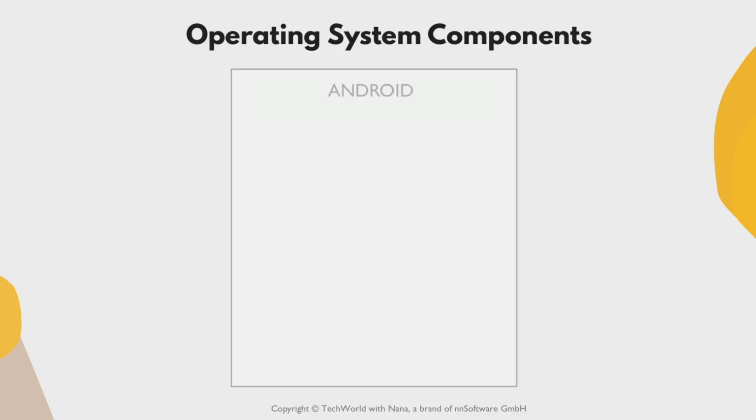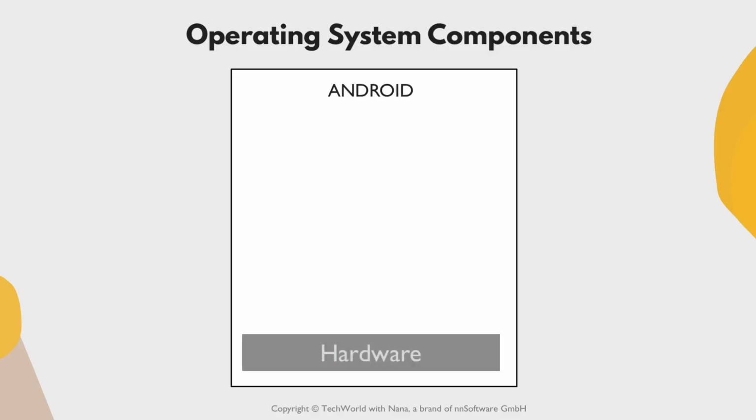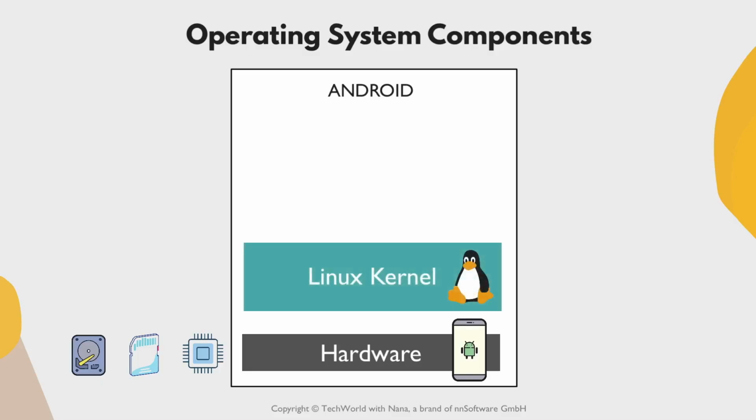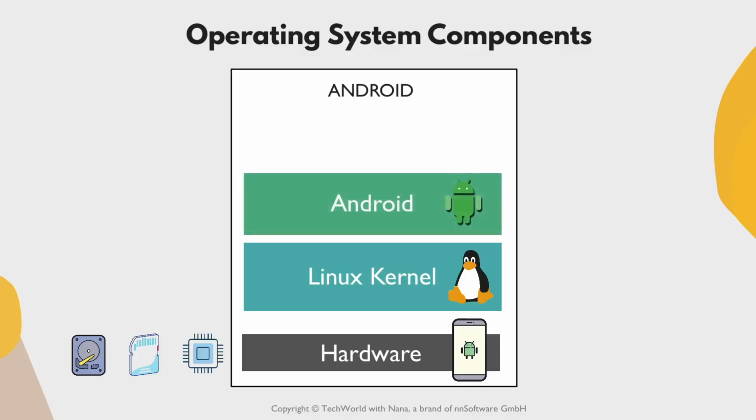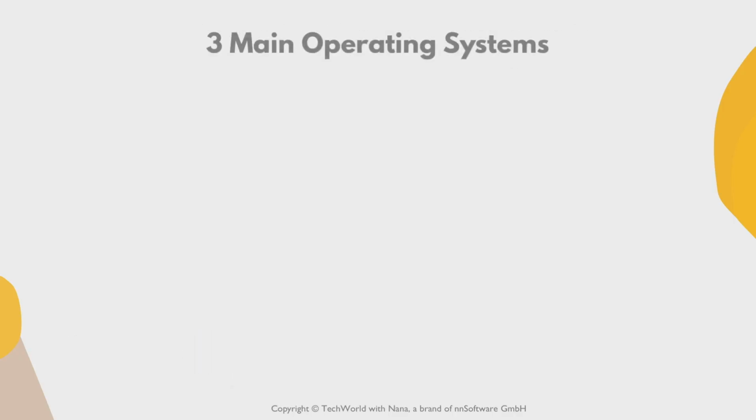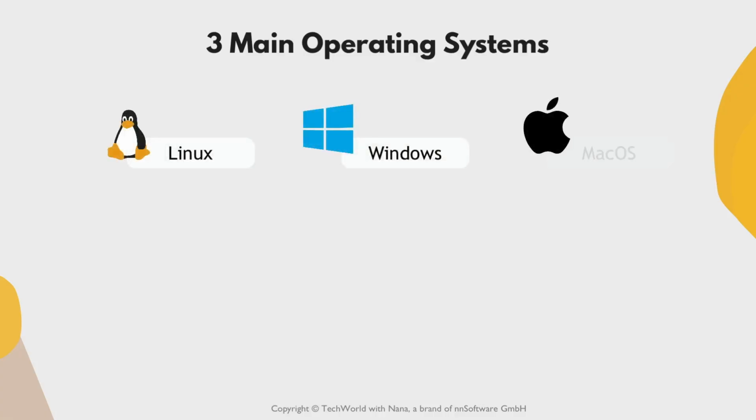So to see all the layers we have described with Android's example, we have the hardware, which is the phone, which also has a CPU, memory, and storage, as well as I/O devices. Then you have the OS kernel on top of that, which is Linux. Then you have the operating system application layer, which is Android. And then you have user applications on top of Android, like Android apps, for example. Now, of course, we know there are three main operating systems for computers, which are Linux, Windows, and macOS.